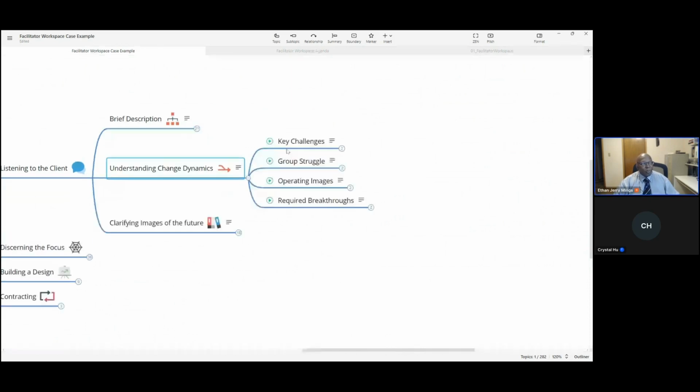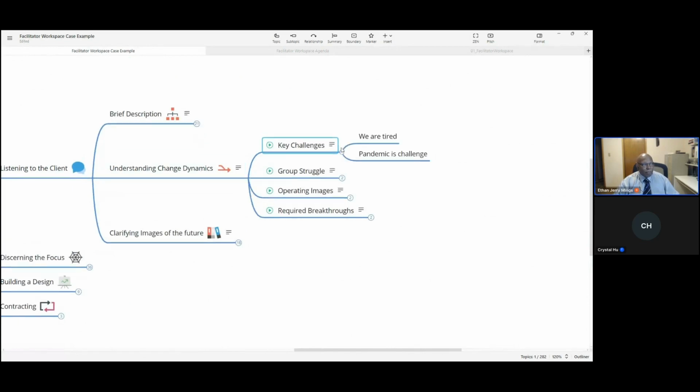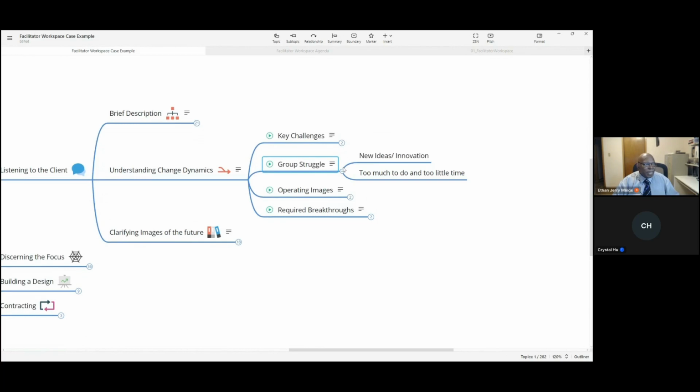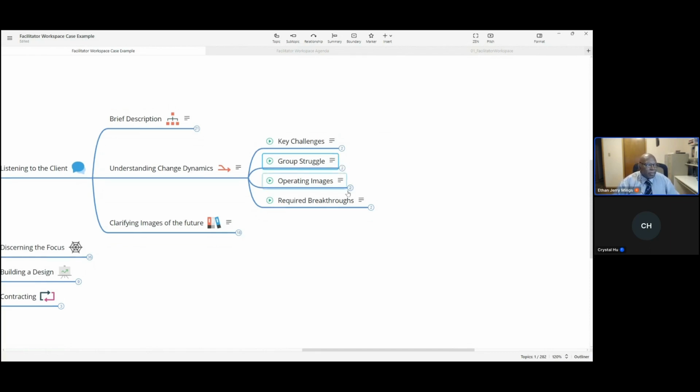So what are the key challenges? And I found out through about 5 minutes of that conversation, they're tired and they're struggling. The pandemic's been a real challenge. And even though we're past the pandemic stage, they're still experiencing some level of exhaustion and trying to move to a new normal. Where does a group struggle? They have lots of new ideas over and against too much to do in too little time. So great creativity, really challenging in terms of structuring their time and resources.